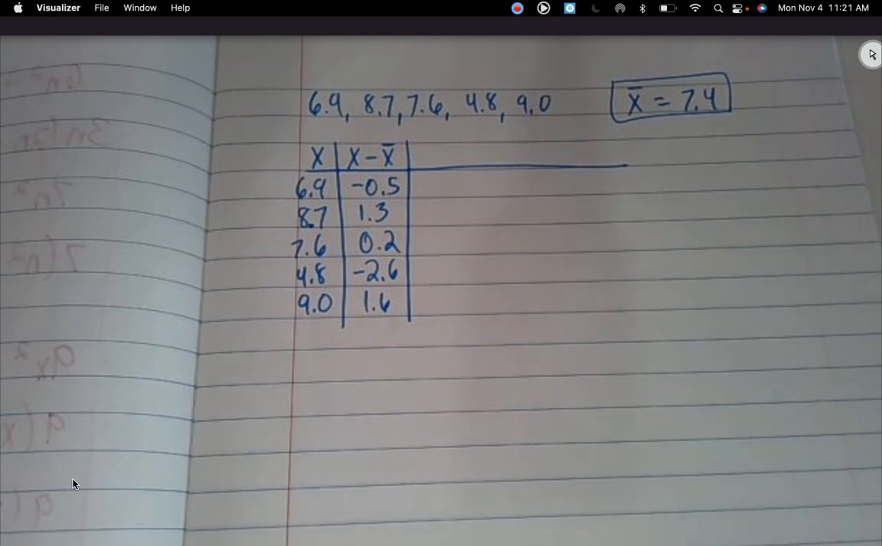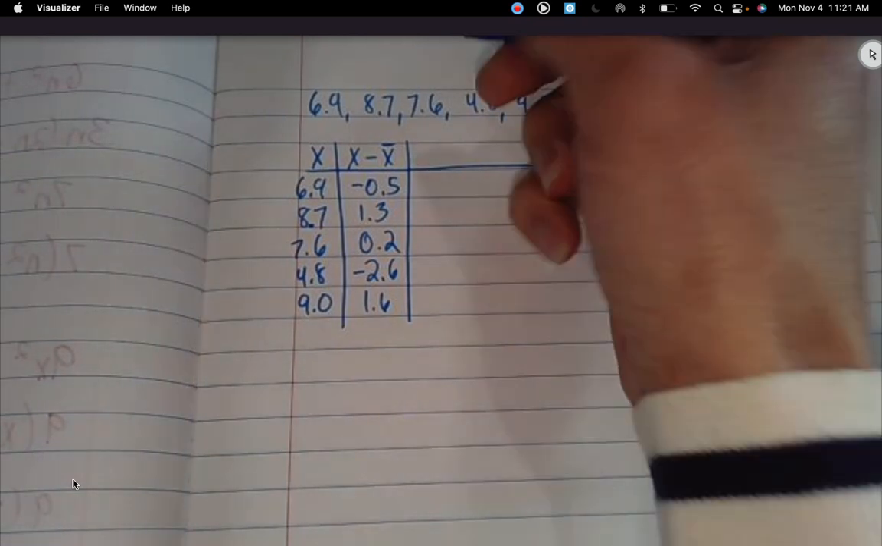So you have to square each one. Yeah, so that will be your next step.